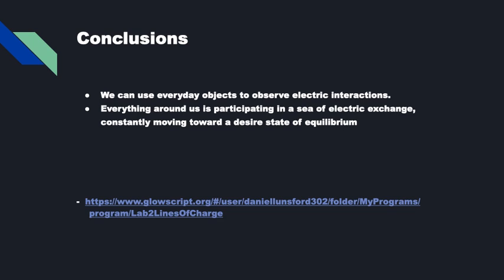And then some of the continued conclusions from Lab 1 were that we can use everyday objects to observe electric interactions, and everything around us is sort of participating in the sea of electric exchange, constantly moving toward a desired state of equilibrium. And then I've got my link to my code down below.